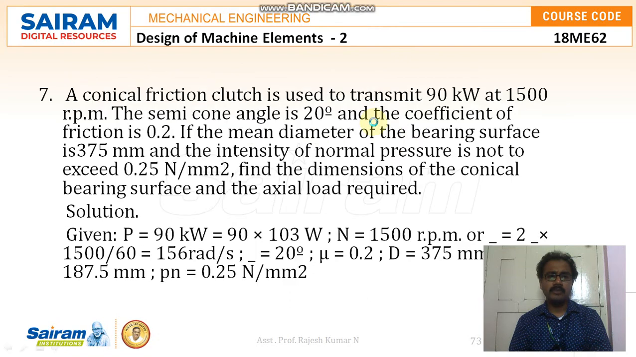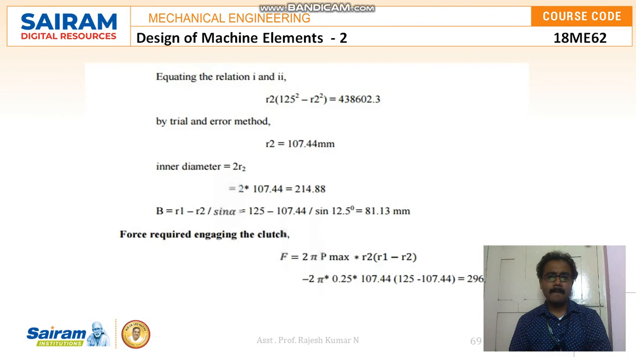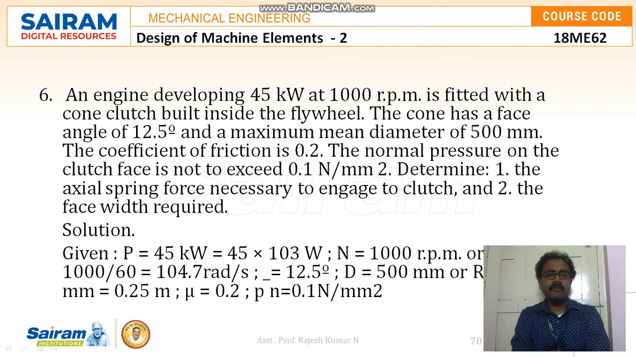So we have two more problems to discuss, simple problems. An engine developing 45 kilowatts at 1000 rpm is fitted with a cone clutch built inside the flywheel. The cone has a face angle of 12.5 degree and a maximum mean diameter of 500 mm. The coefficient of friction is 0.2. Normal pressure on the clutch face is not to exceed 0.1 Newton per mm square. Determine the axial spring force necessary to engage the clutch and the face width required.